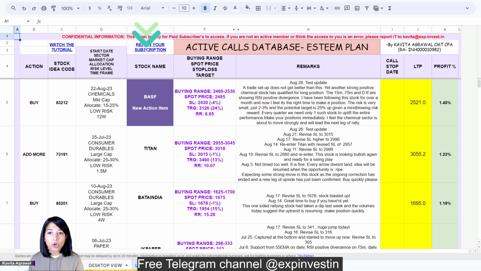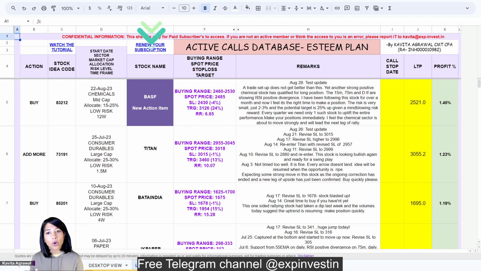The next column is again very simple and straightforward. It's basically the name of the stock. And if there is a new update which has been posted today, then you will see this color highlight in purple, as you can see here. This purple color highlight will be visible, and you will see the text new action item.